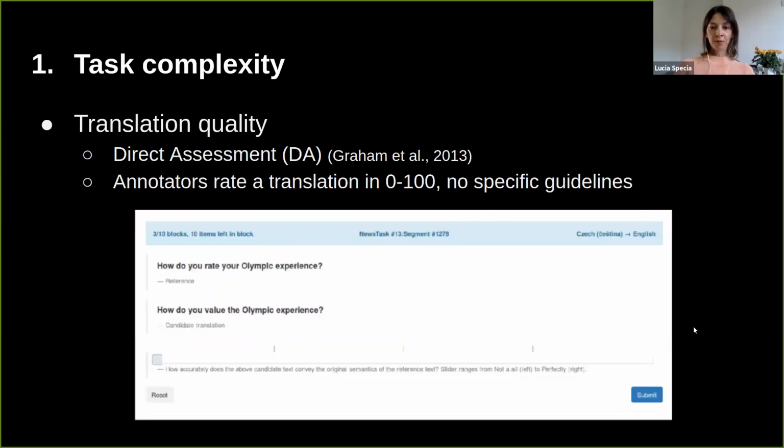For those who are familiar with machine translation and how we evaluate our translation systems nowadays, we essentially rely on human evaluation, using this metric called direct assessment, which is the main metric at the WMT conference or evaluation shared task. There we ask translators to rate a given translation, either with respect to the source sentence or with a reference, in a range of 0 to 100, using this slider, which is in the screenshot, without any specific guidelines. The question is just how accurately does the candidate text convey the original semantics of, in this case, the reference text.